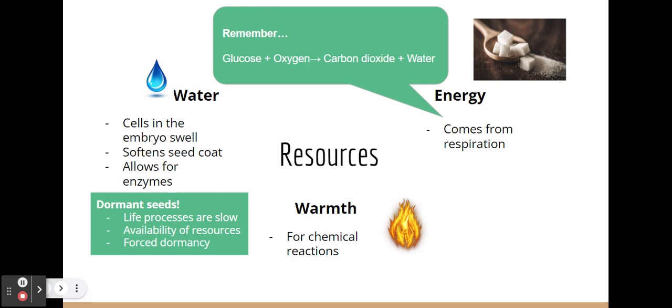Sometimes the seeds are frozen before they reach germination stage, and that means that they only germinate after winter, when more resources are available. If you think about winter compared to spring, we're going to have more water from the rain, we're going to have more warmth, so those resources for germination are going to be available.